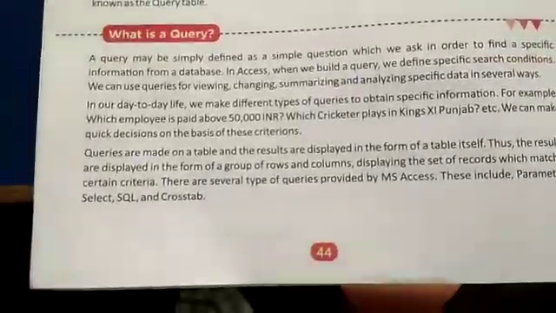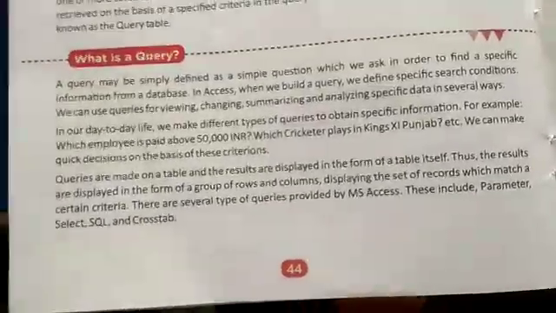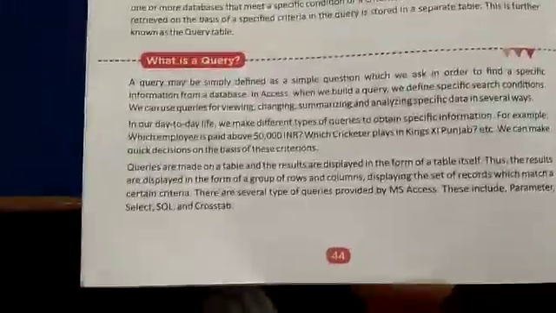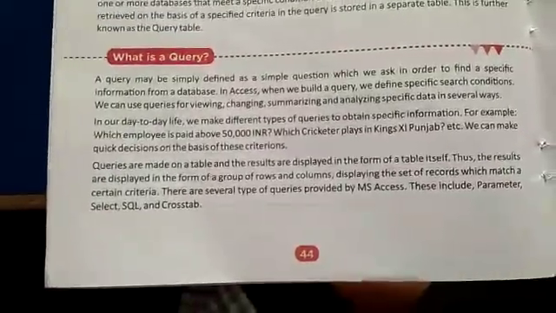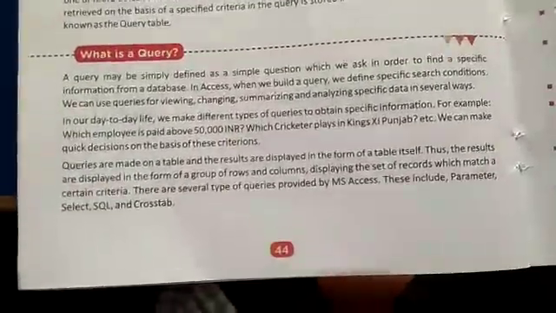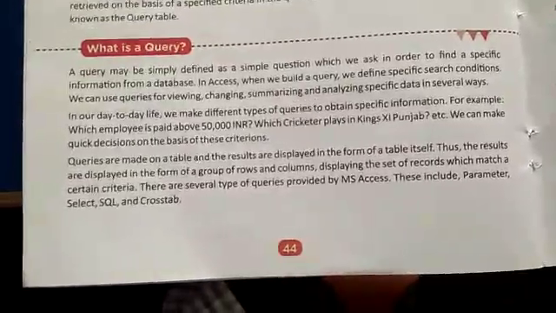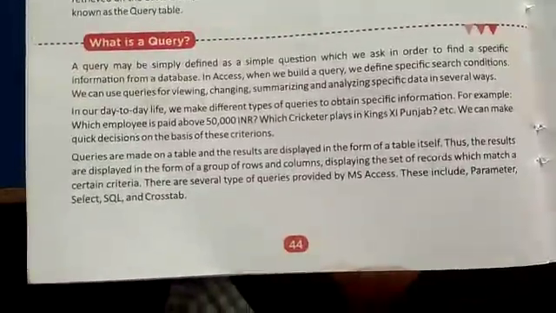Queries are made on a table, and the results are displayed in the form of a table itself. Thus, the results are displayed in the form of groups of rows and columns, displaying the set of records which match a certain criteria.